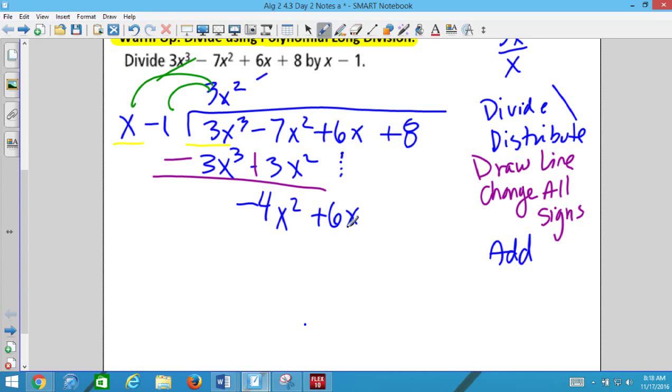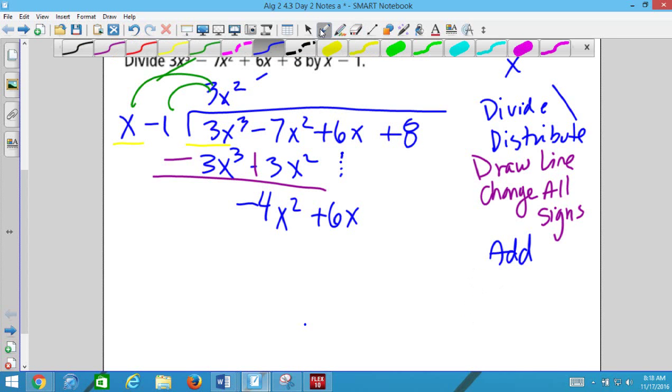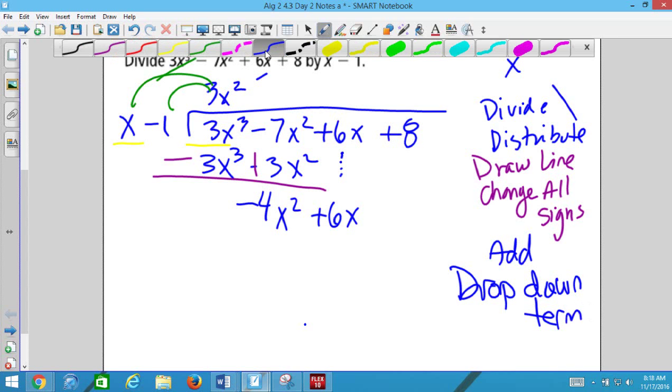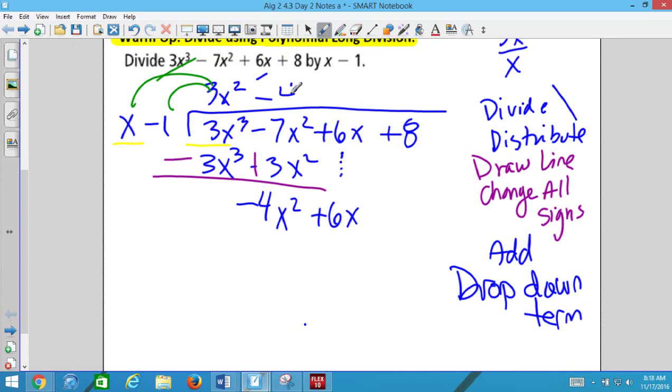Here we go. From here we take x into negative 4x squared. So at that point we repeat the process. We drop down the next term, then we repeat the process. X goes into negative 4x squared minus 4x times. We distribute negative 4x squared plus 4x. We draw the line, change both signs, and we get 2x. Then we drop down.